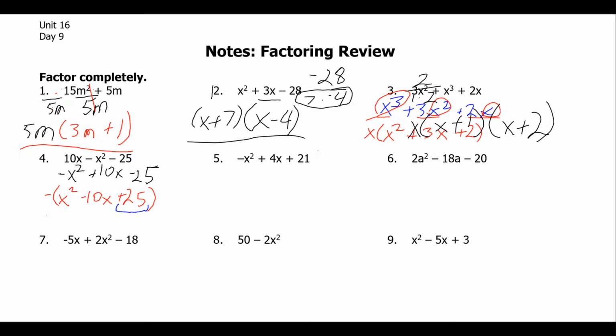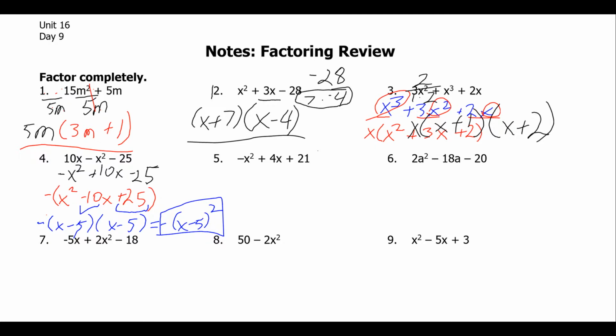Now what I notice is that this is a 25. 25 is 5 squared. 10 is 5 times 2. So what I can actually do is negative on the outside of x minus 5, x minus 5. Which is the same thing as saying negative on the outside of x minus 5 squared. And there we have it.